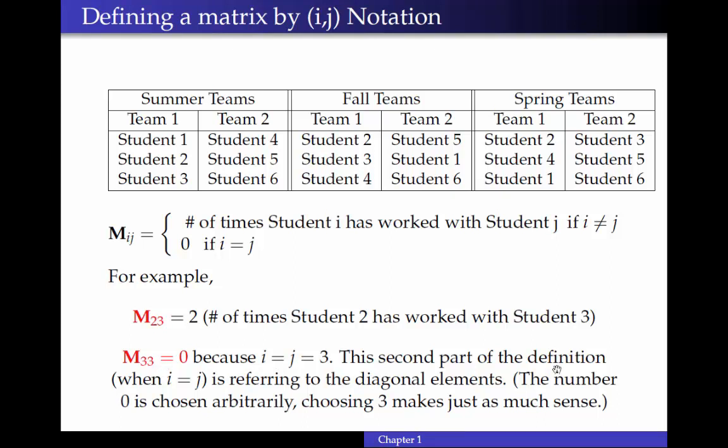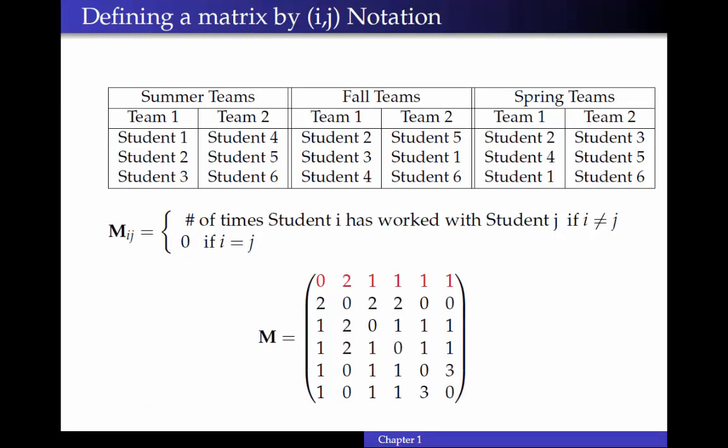So the second part of this definition is going to refer to the diagonal elements. And that number 0 is chosen arbitrarily. Choosing the number 3 makes just as much sense. You could say that when i is equal to j, that means you're talking about the same student. So student 6 worked with student 6. Well, you could certainly say they worked together 3 times. Student 6 can't not work with student 6. Or you could just define it to be 0, which is what has been done here.